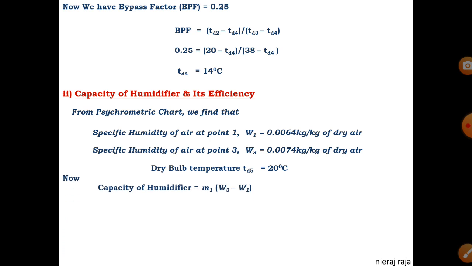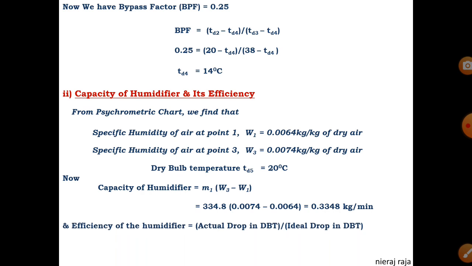So capacity of humidifier, just like capacity of cooling coil, you can calculate like this: total mass multiplied by W3 minus W1 after humidification. And when you calculate efficiency, this is actual drop in dBT divided by ideal drop in dBT.